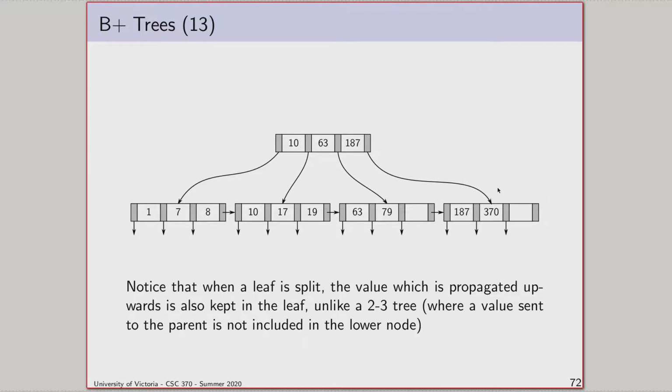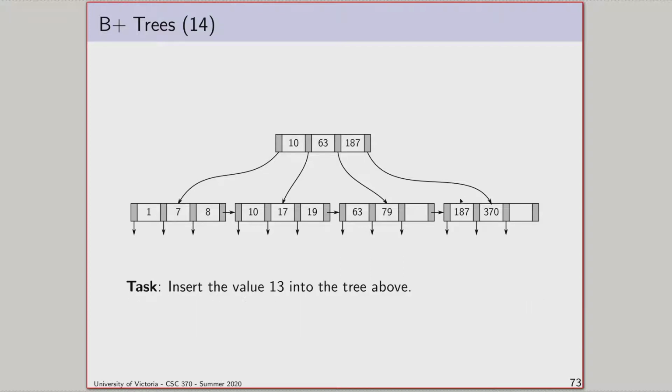And notice that when a leaf is split, unlike a 2-3 tree, the 187 did go up, but it also stayed in the leaf, because every key has to appear in a leaf. A node doesn't appear in a leaf, because a leaf is a node.